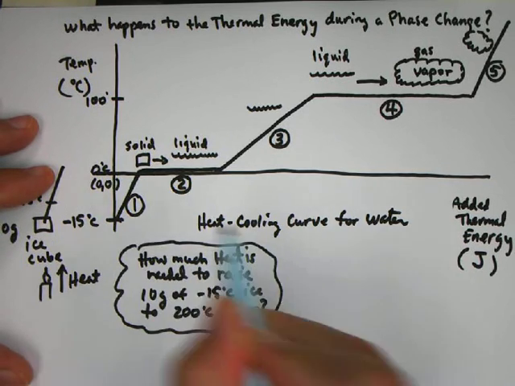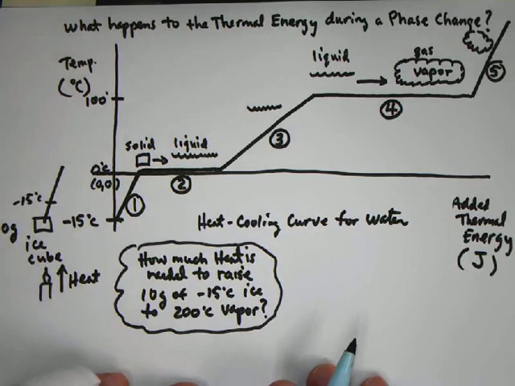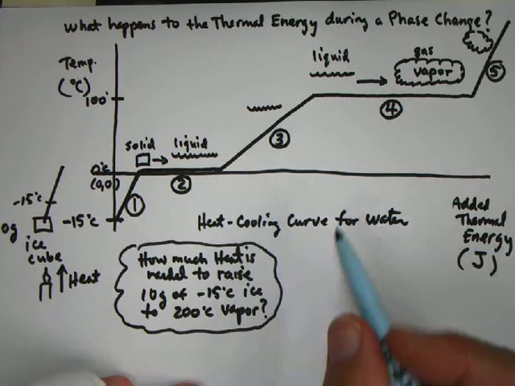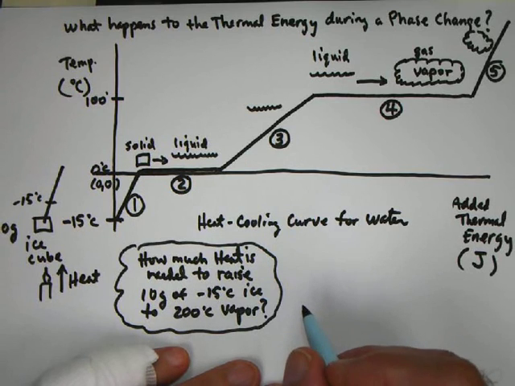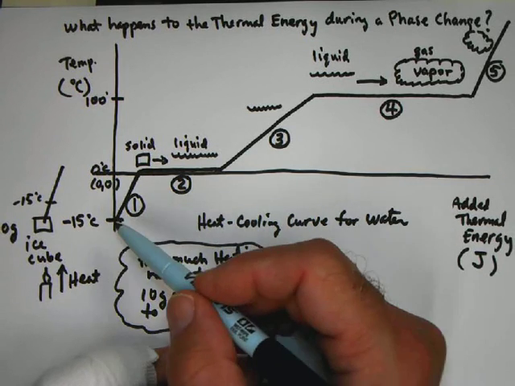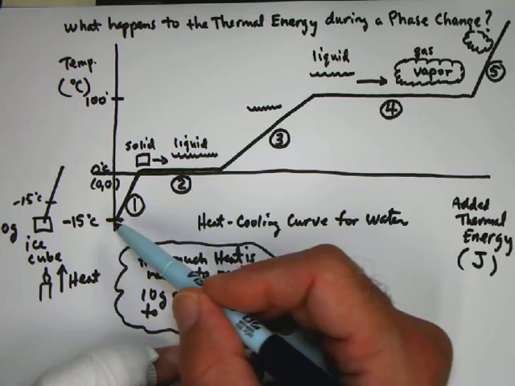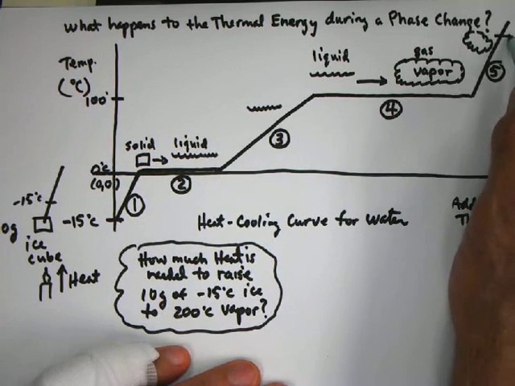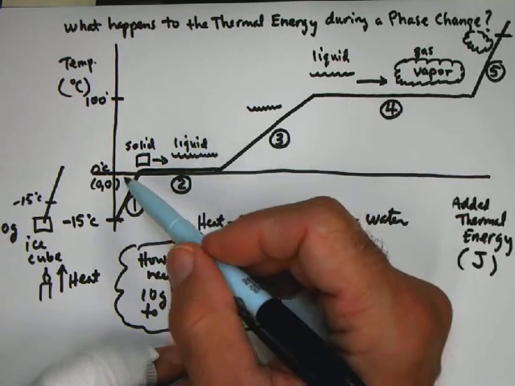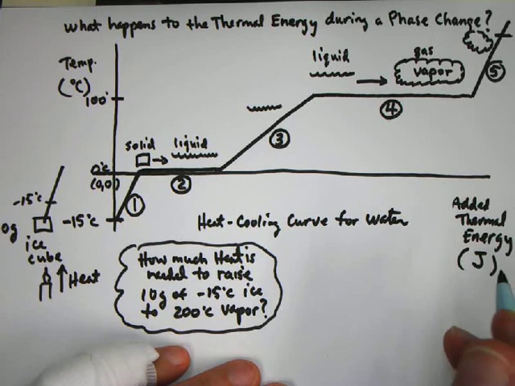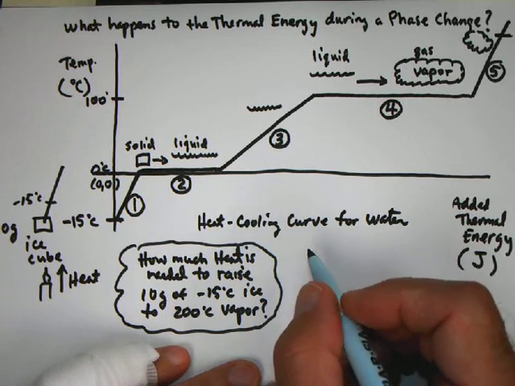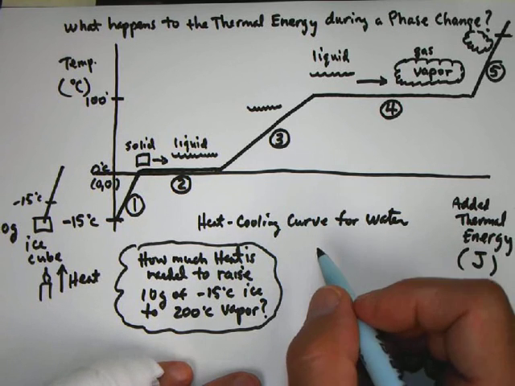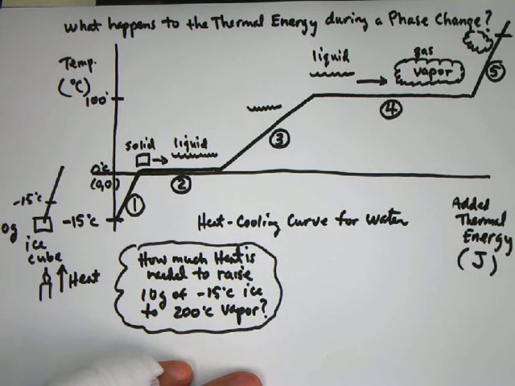And you may guess that since this graph is in 5 parts, we may need to use more than one step. We may even, if we're going from negative 15 degree ice to 200 degree vapor, that would require doing 5 steps. Okay, so let's go ahead and get started. And it all comes down to, well, I'm going to stop at this point.